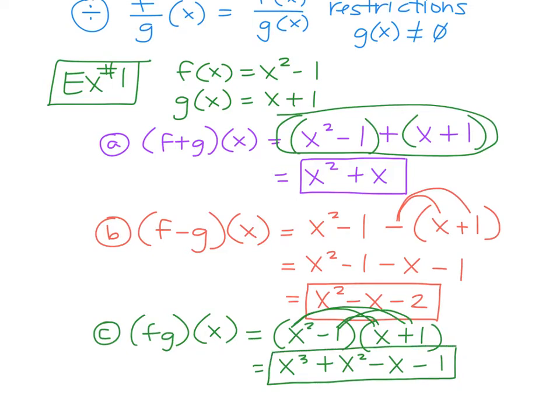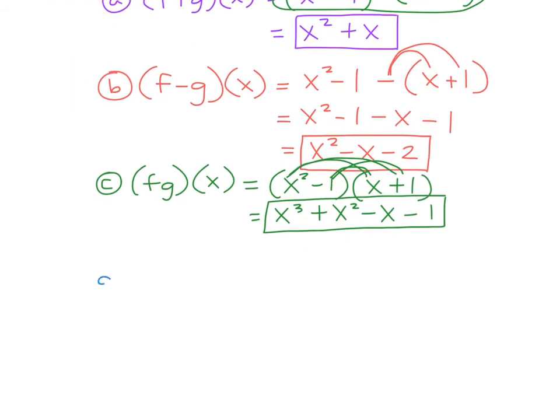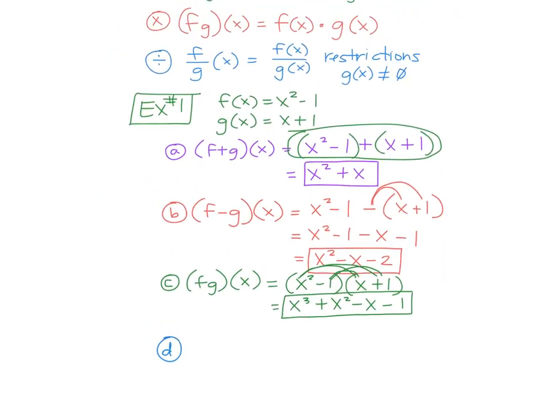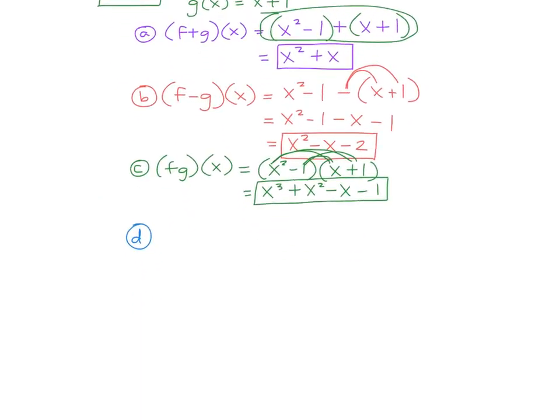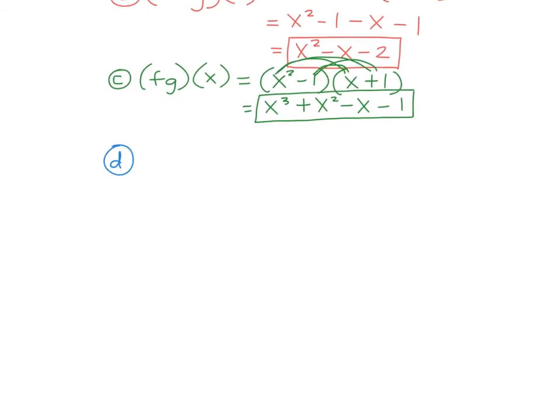Okay. Questions on that? All right, let's divide. Did I do it in the same order? Oh, so close. I didn't. Okay, so still using those same two functions, we're going to do f divided by g of x. So that means on top, you have x squared minus 1. On bottom, you have x plus 1.